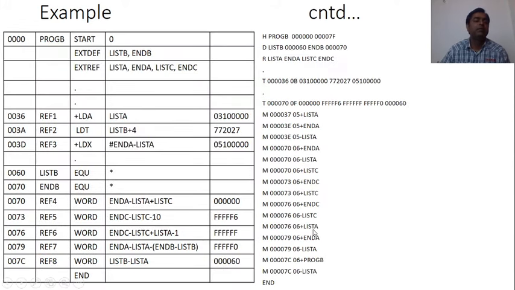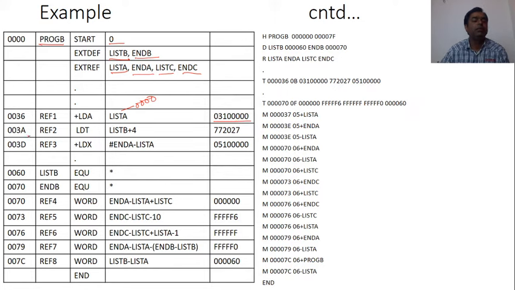Now consider the next control section, that is program B. Starting address is 0. Here the symbols that are defined in this control section are list B and end B. And the symbols that are referred here are list A, end A, list C and end C. At address 0036, the instruction is written in format 4. And here I don't know the value of list A, so we will take the value of list A as 0000. Just put the value of list A in the address field. In format 4, you will get this object code.